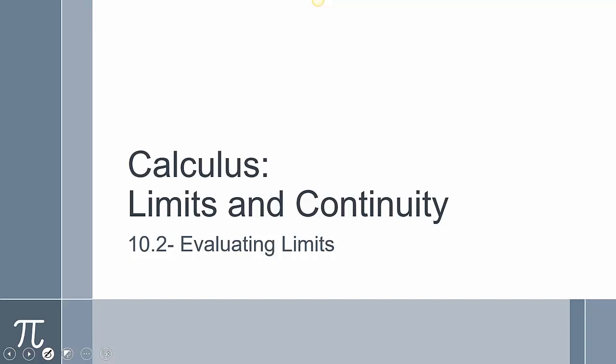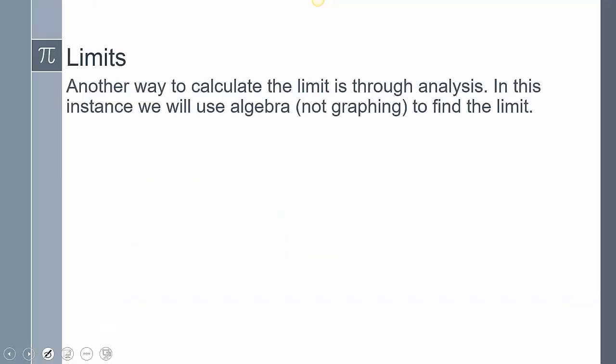Today is going to be 10-2, and we're going to examine evaluating limits, and we're still in the section of limits and continuity. Now, another way to calculate the limit is through analysis. If you remember from the previous lesson, we took a look at how to find the limit graphically. We approached from the left, we approached from the right, and we saw what it's going to do on a graph. Now, using analysis, we're essentially using values, numbers. And in this instance, what we're actually going to use is algebra to be able to find the limit.